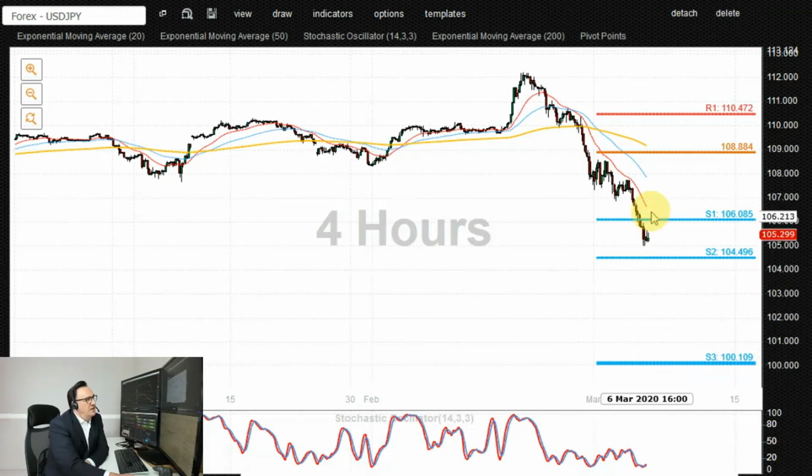Alternatively, if we see a rally and a breakout above 107, retest of that level from above, and a spike higher, then the initial or additional upside resistance is at 108, 108.90, possibly even 110.